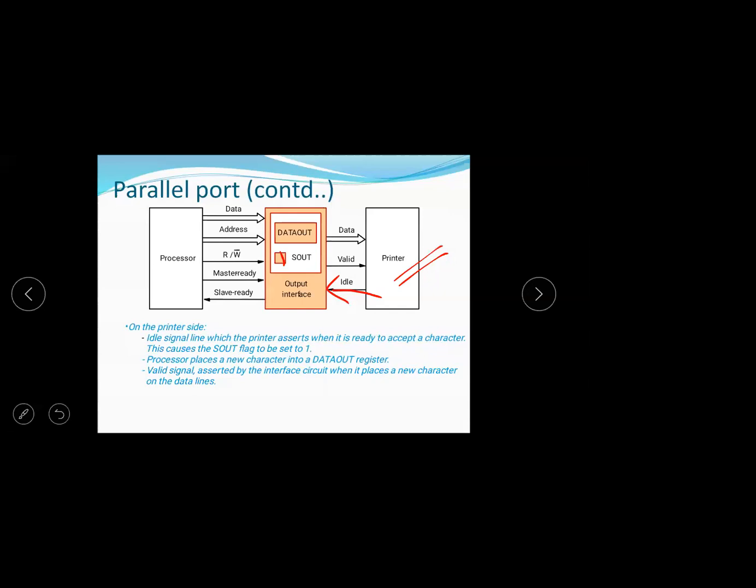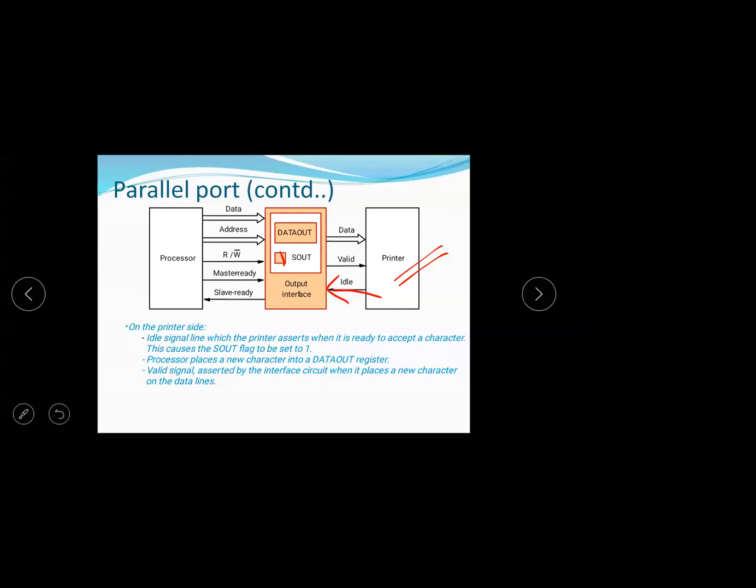The idle signal is sent to the interface circuit. Then the printer is ready to print the data. Okay. At the same time, the flag is set to 1. If the flag is set to 1, the printer is idle or free to print the characters.